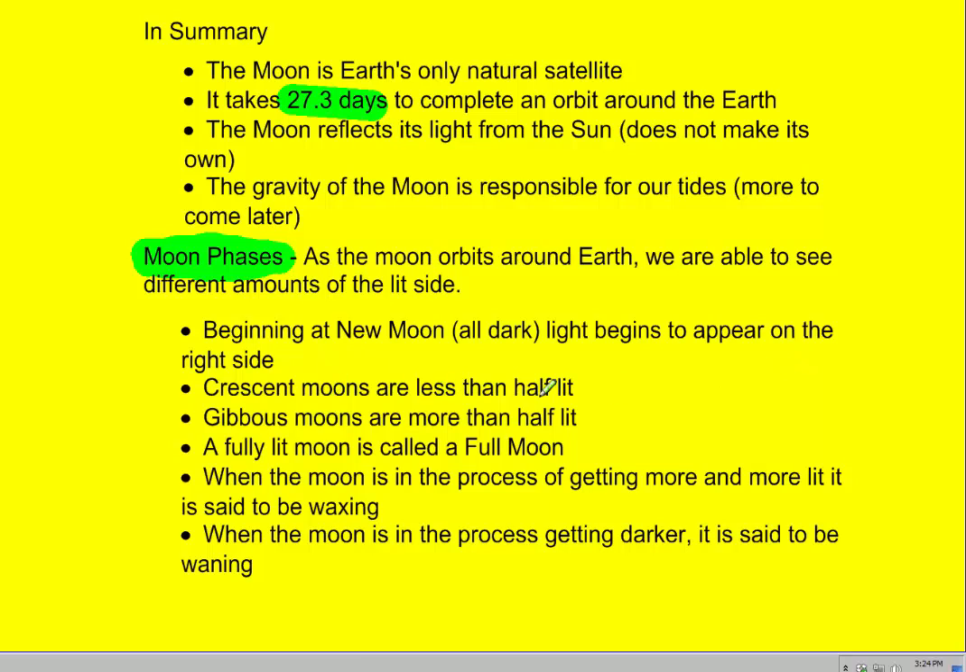Crescent moons are less than half lit. Gibbous moons are more than half lit. A fully lit moon is called a full moon. Again, an all dark moon is called a new moon. When the moon is in the process of getting more and more lit, it is said to be waxing. Remember, wax the car before it wanes on it. Waxing happens before waning. When the moon is in the process of getting darker, it is said to be waning.